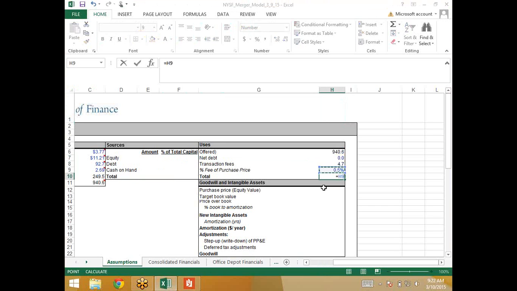So the total is going to be the purchase price plus the net debt plus the transaction fees. These are the funds to be raised.